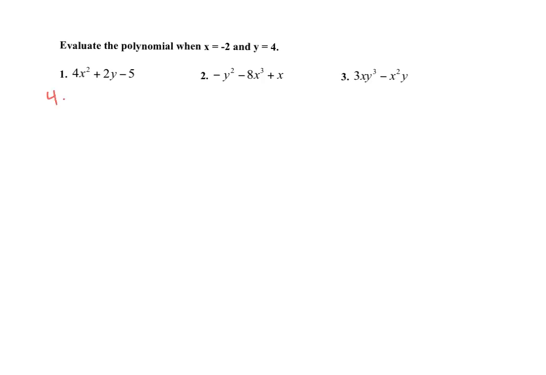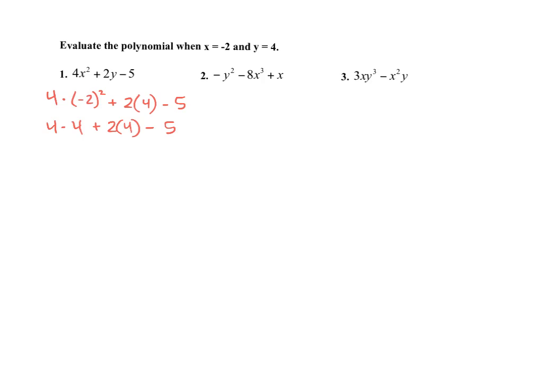So this would be 4 times negative 2 squared, since x is negative 2, plus 2 times 4, since y is 4, minus 5. Now, I'll tell you right now that the biggest mistake people make is that they don't follow order of operations. You have to be very careful about the order of operations here because exponents come before multiplication. And so in this example, the very first thing I need to do is negative 2 squared. Well, negative 2 times negative 2 is positive 4. So I'm going to make that a 4 and leave everything else alone.